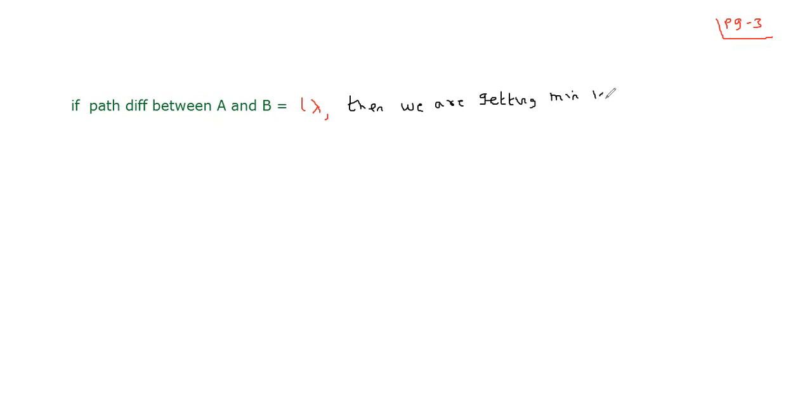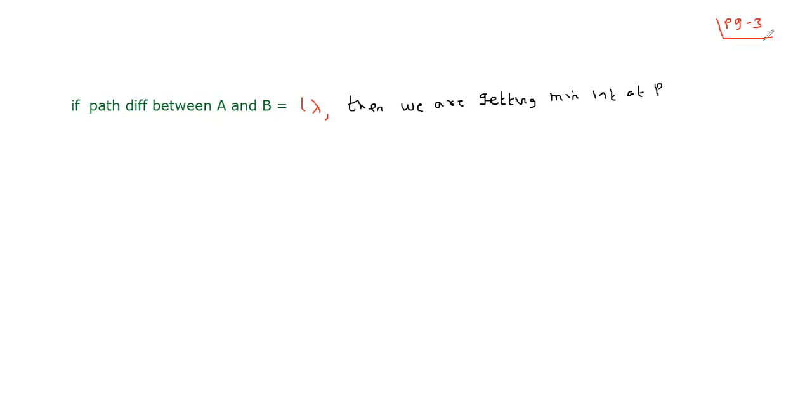So therefore, what is the conclusion? If the path difference between A and B is 1 lambda, then we are getting minimum intensity at point P.